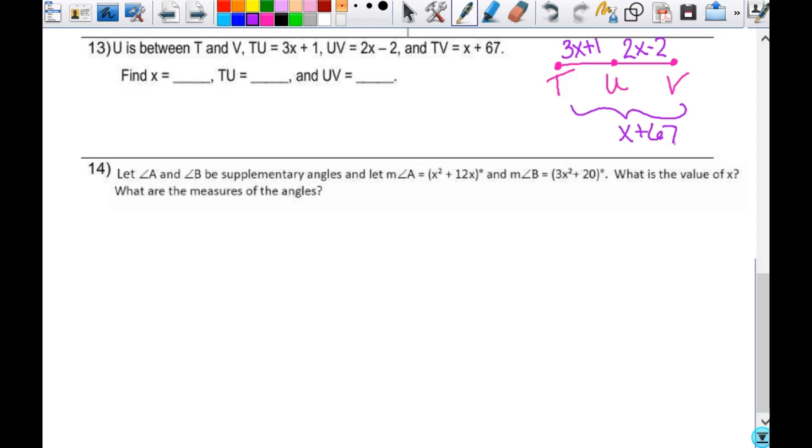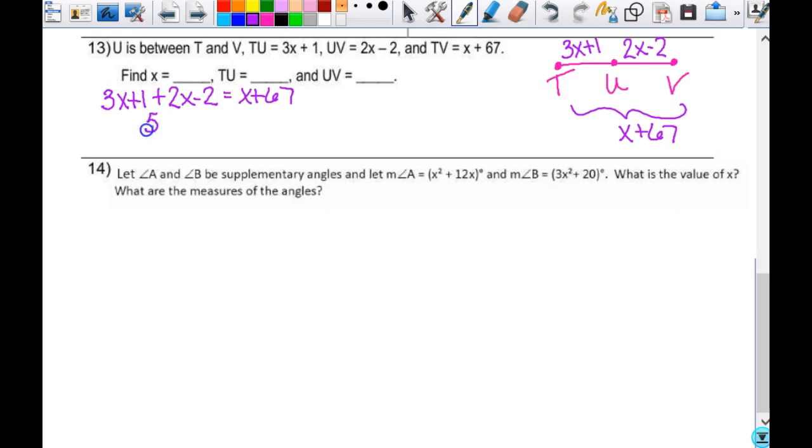There is nothing that tells me that these are congruent. Okay, even though I kind of put U in the middle, it doesn't matter. I can't set these equal to each other. It's possible, but I don't know that. So instead, I'm going to use the segment addition postulate, which says that 3x plus 1 plus 2x minus 2 equals x plus 67. And remember that you got to show that first step is zero work. You just plug it in.